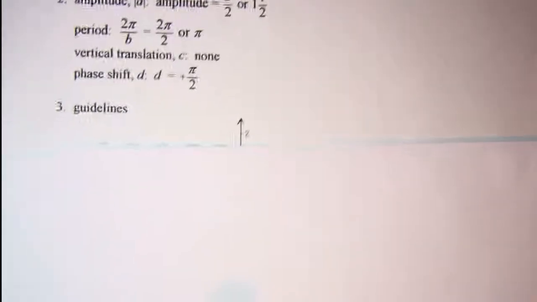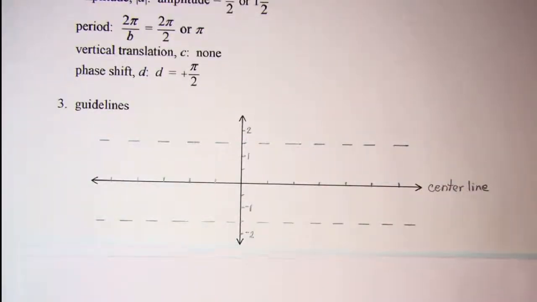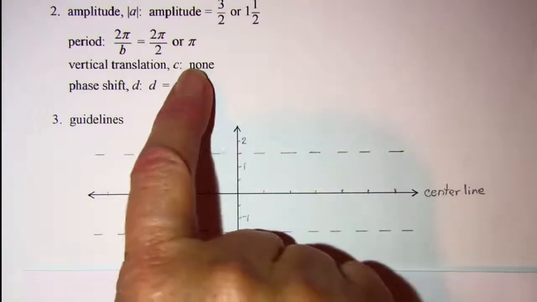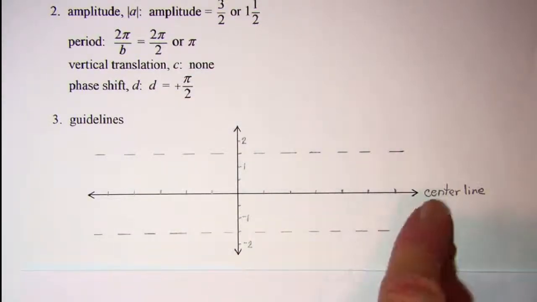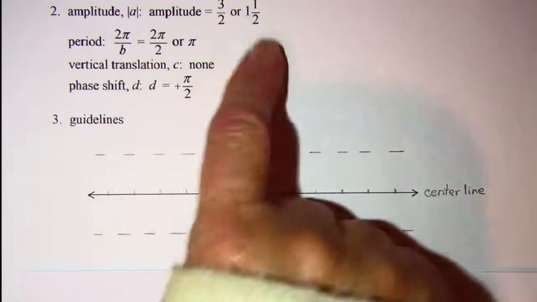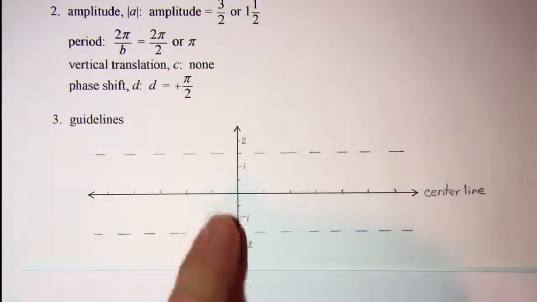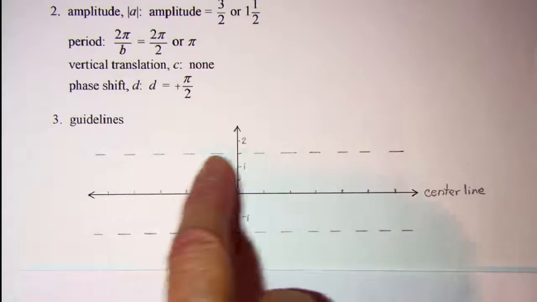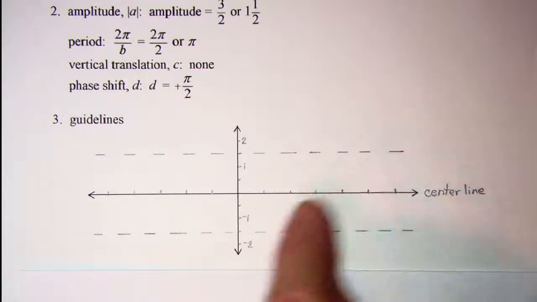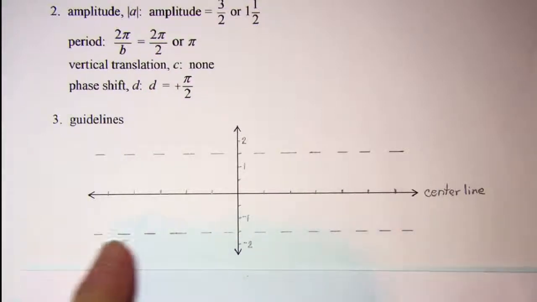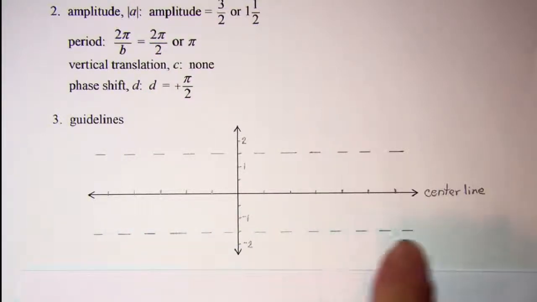Our next step is to draw the guidelines. Since our c was 0, we don't have any movement up or down. That means our center line is going to be the x-axis. And then our amplitude was 1.5. So we're going to go up 1.5 and draw the guideline for our maximum values. And then from our center line, we'll go down 1.5 and then draw our guideline for the minimum values.